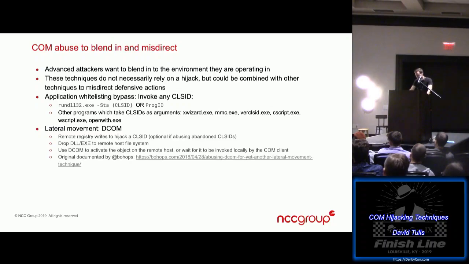Another activity this could be used for is lateral movement. This technique was originally documented by BOHOPS, but if an attacker has administrative access on another host, they can use the remote registry to perform the hijack. They can drop their COM server to disk, and then they can either use DCOM to activate the object remotely, or they could just wait for the object to be activated through normal user interaction.